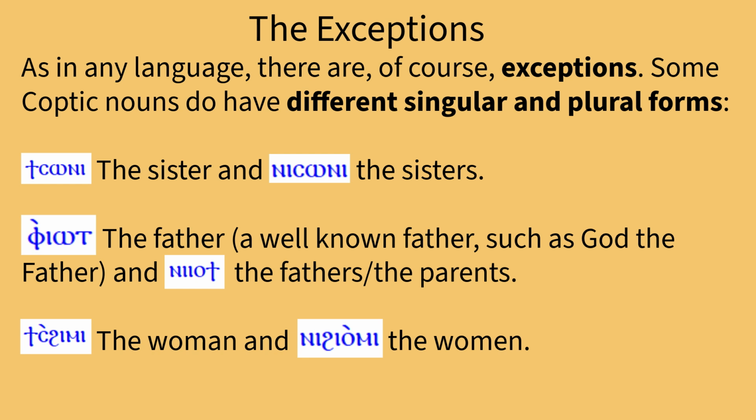Then we have abiot, meaning "the father", or of course in this case a well-known father such as God the Father. So we have abiot in the singular, and niadi, "the fathers" or "the parents", in the plural. Then we have the ashimi, "the woman", which is the singular. And then we have nihyomi, "the women", in the plural.